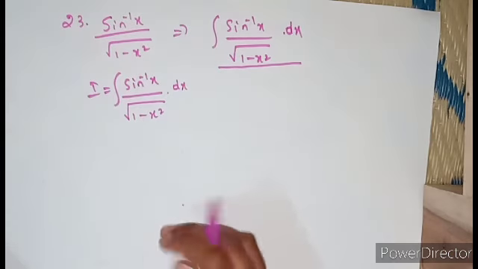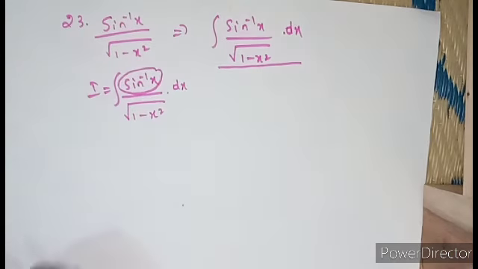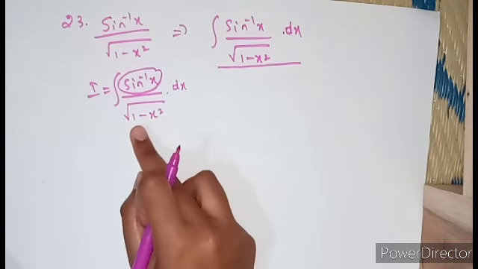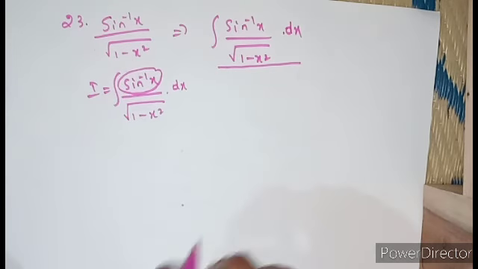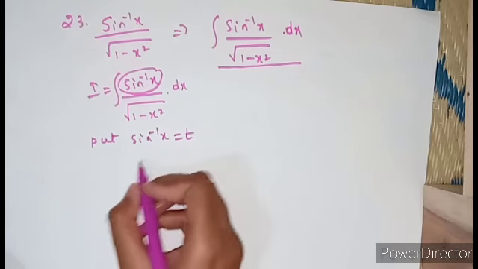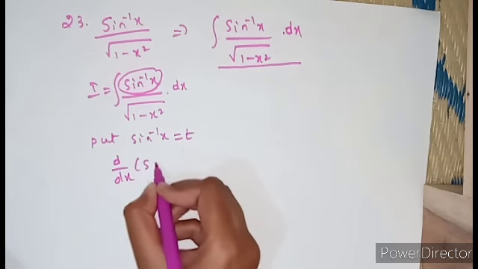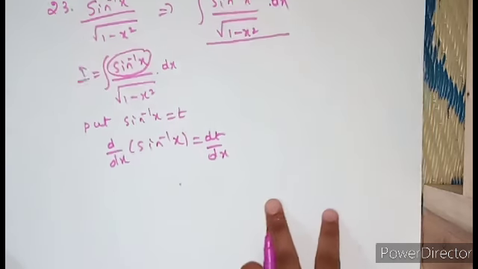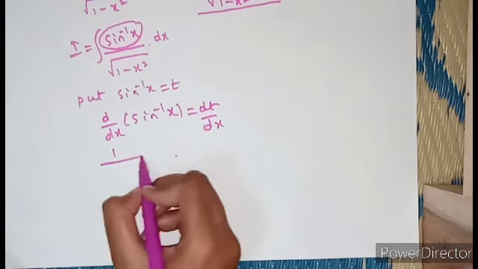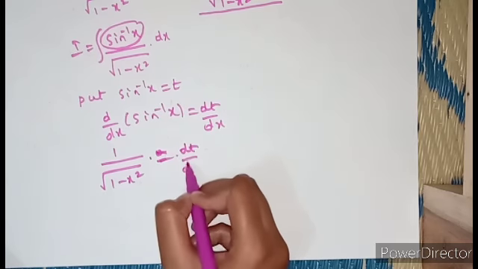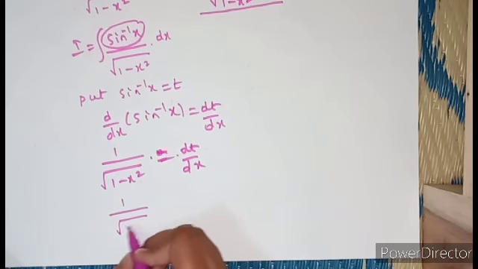Now if I take this function as t, and the derivative of sin inverse x is 1 upon square root of 1 minus x square, so we can solve the problem very easily. I'll show how we can solve. Put sin inverse of x as t. d by dx of sin inverse of x equals dt upon dx. The derivative of sin inverse of x is 1 upon square root of 1 minus x square, equals dt upon dx. Now shift this dx to the left hand side.